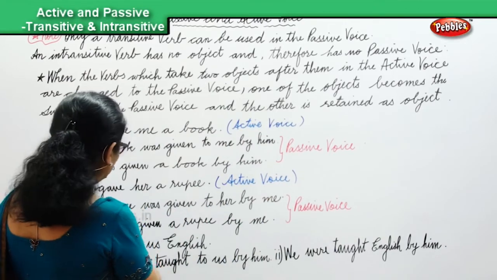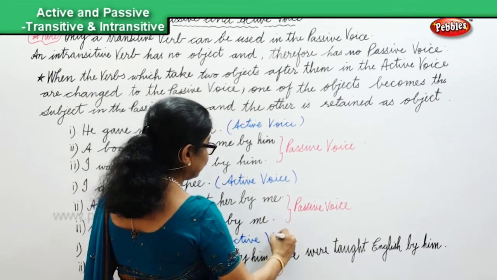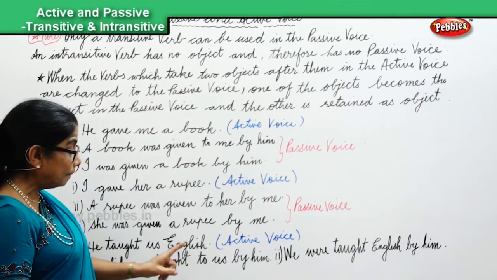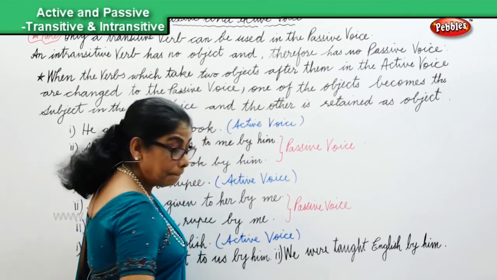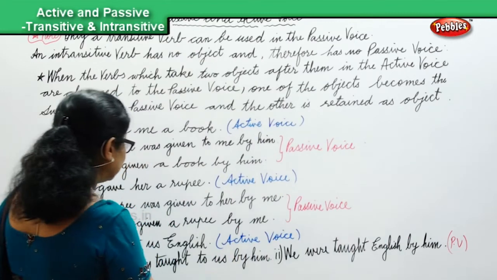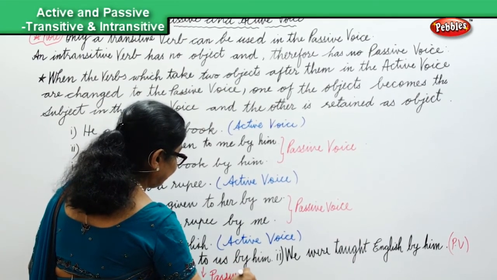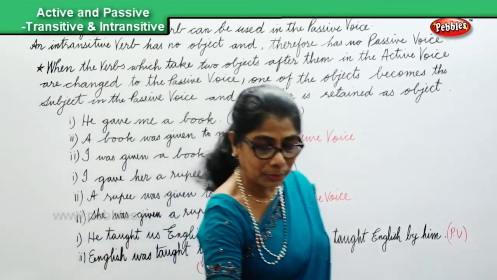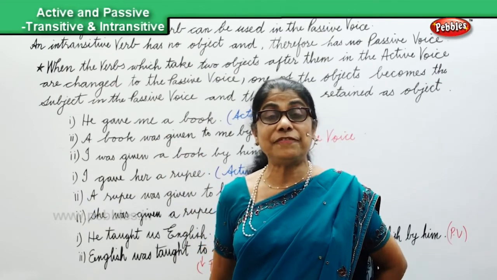Now, let's look at this. He taught us English, that is active voice. Then we are changing that active voice, and let's look at it. It says English was taught to us by him, or we can say we were taught English by him, and both are passive voices. This is also passive. So both are passive voices. This and that. Okay? So we learned today to change the active voice and write it in two different ways.